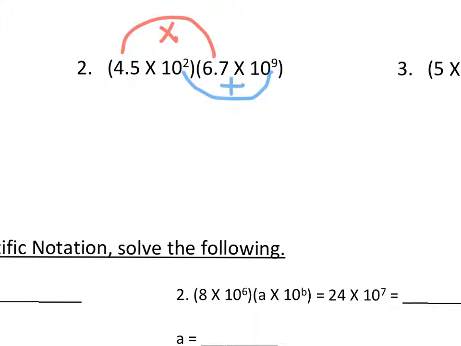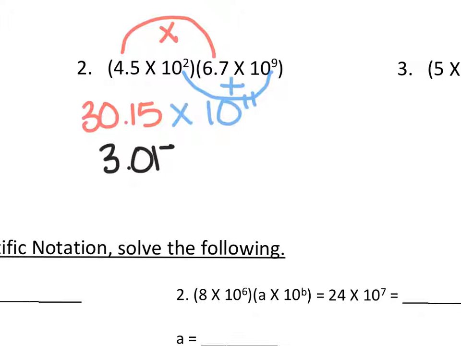When I multiply, without a calculator, 4.5 times 6.7, Ashley, what did you get? 30.15 times 10 to the 11th. Okay. Someone who put it in a calculator, what did you get? 3.015, yup, times 10.